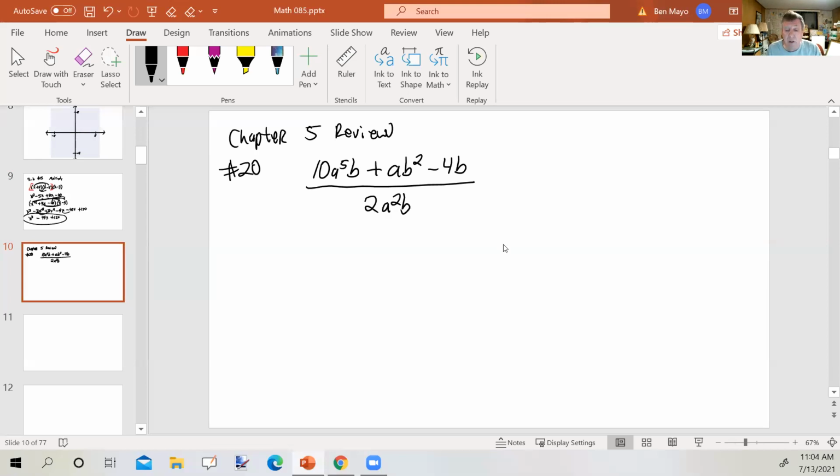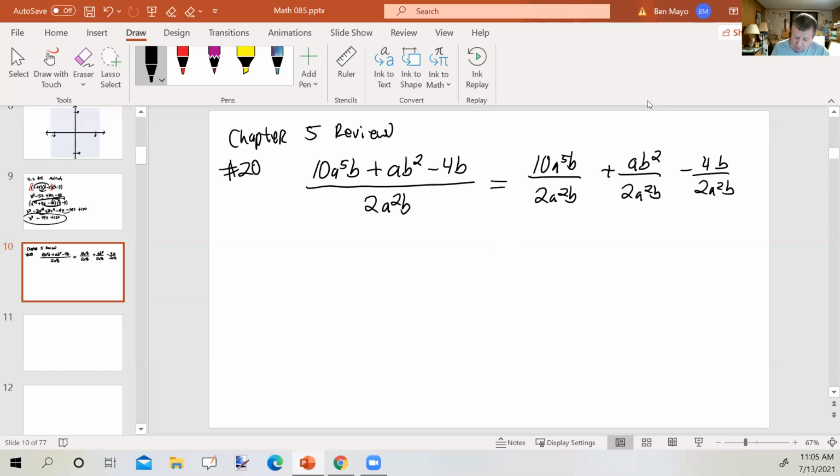So we have a polynomial divided by a monomial. The first step is to rewrite the problem, taking each term in the numerator divided by the monomial term in the denominator. Okay. Now, next we go back and we reduce each fraction.